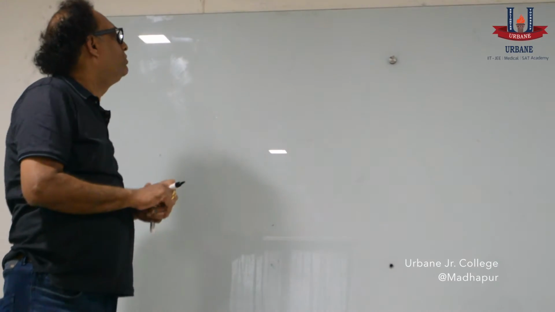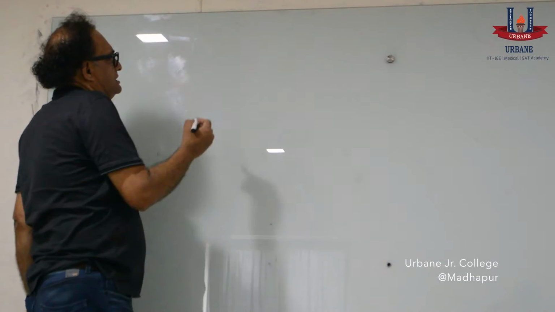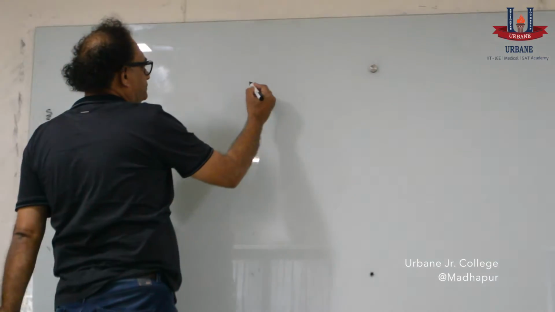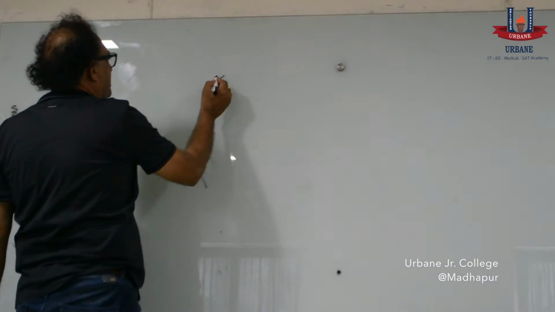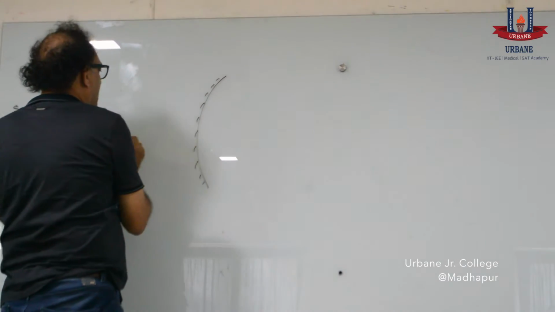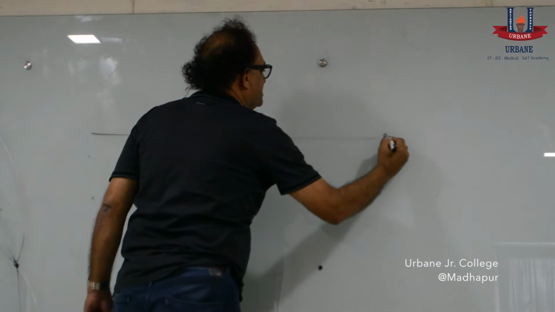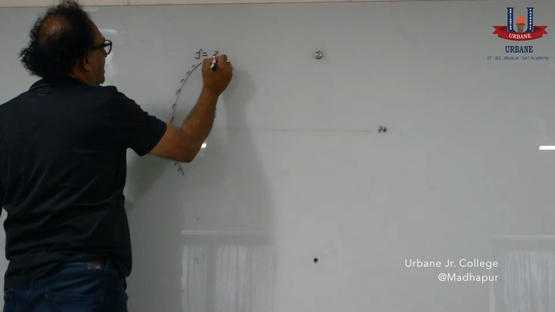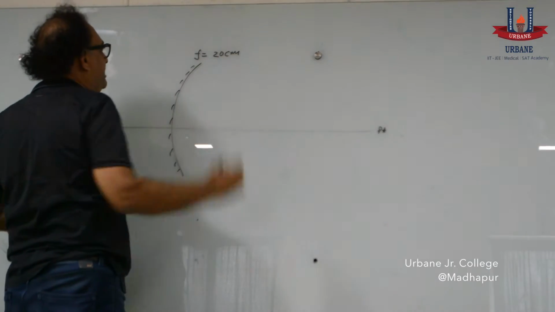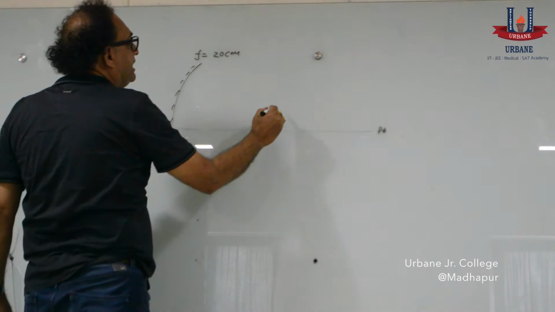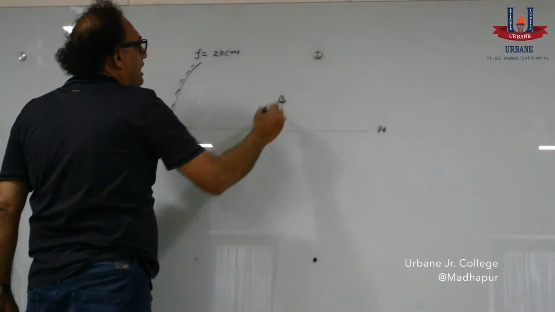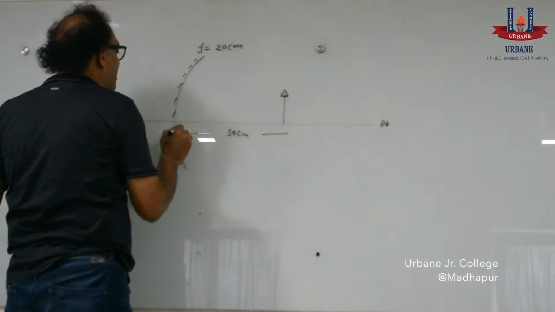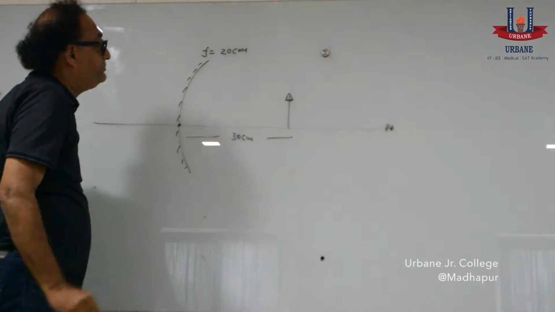Today's video, we are going to see the size and the nature of the image with a concave mirror. This is a concave mirror and this is the principal axis. The focal length of the concave mirror is 20 centimeters. Let us try to keep an object here at a distance of 30 centimeters from the pole of the mirror.